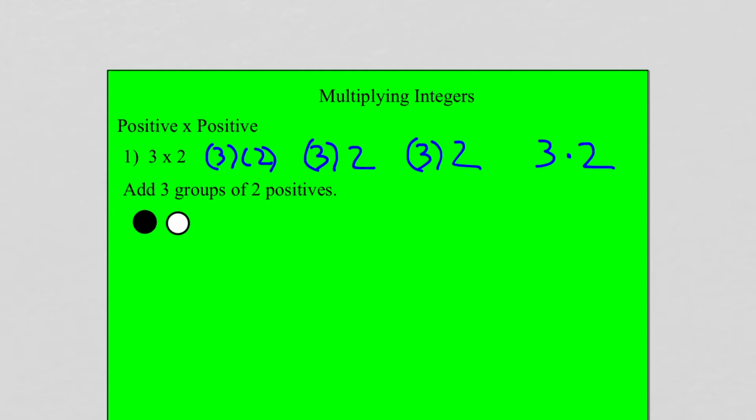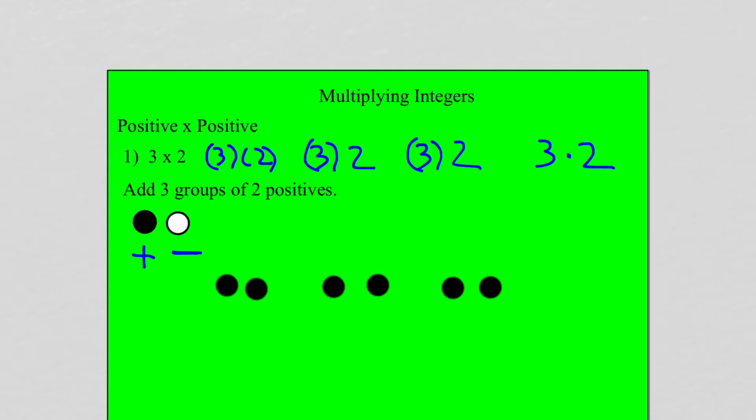So I wanted to start off just modeling this one out. Now, we are still using our integer model, shaded our positive and unshaded our negative. And so to model this one out, if I wanted to show 3 times 2, I have to think about what it means. It means add 3 groups of positive 2. So I put 3 groups of positive 2. There's positive 2, another positive 2, and a third group of positive 2. And we can very clearly see that 3 groups of positive 2 equals 6 positives, or positive 6.